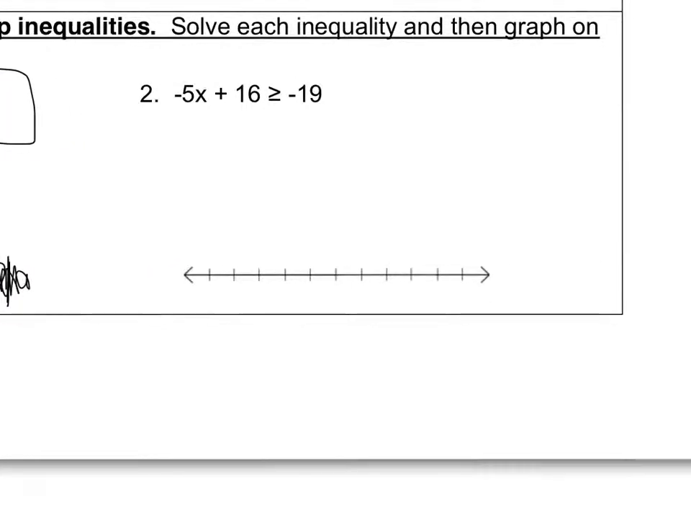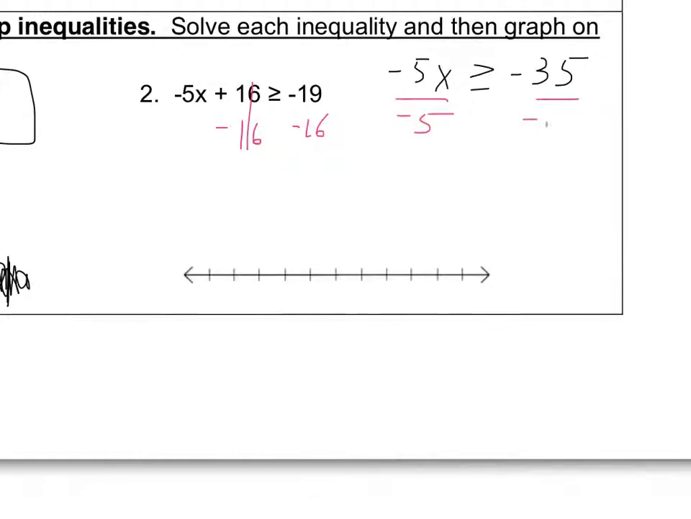Okay. Moving on to number 2, same thing, we are solving for x, so we go ahead and subtract 16 from both sides. These cancel. We now have -5x. Note the 16 moved over when we subtracted. The -5x was not affected, so you keep the negative in front of the 5. And then -19 minus 16 is -35. We now divide by -5.